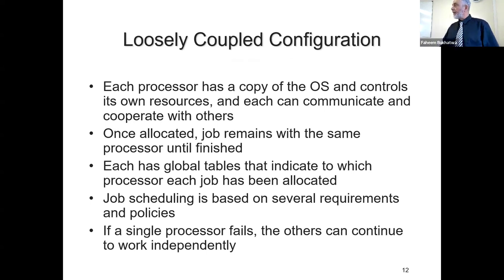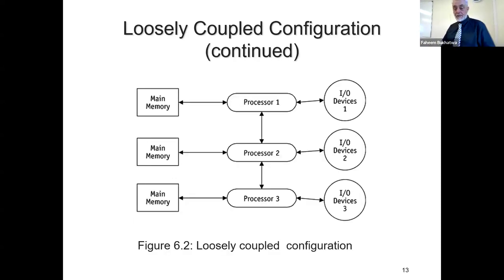Every CPU is kind of independent. It has its own copy of the operating system, and once given a job, it remains with the same processor. So this is almost like you have 3 laptops, one on top of the other. They're almost independent of one another. There's very little communication between the CPUs.